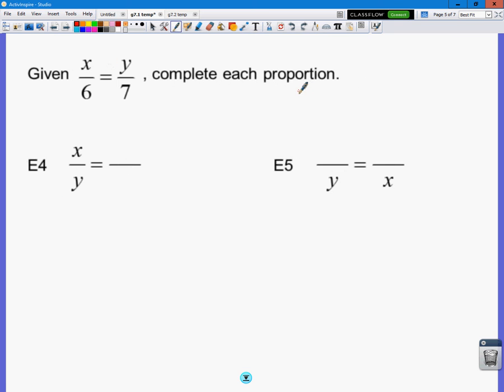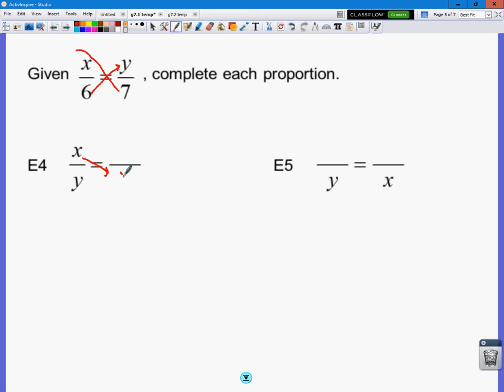Complete each proportion. This is in the next example. If you'll notice, my extremes have an x and a 7 in it. So whatever I do, I want to make sure that x is going to be multiplied by 7 to keep my proportion the same. My means have a 6 and a y in it, so whatever I do to keep my proportion the same, I want to make sure that I'm multiplying x by 7.